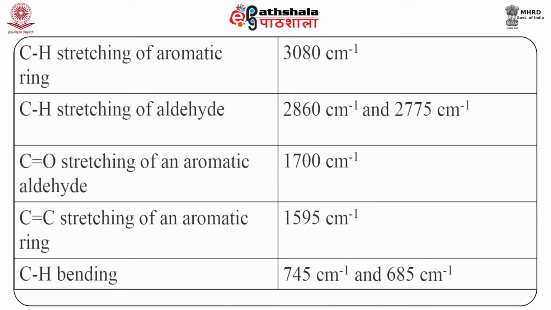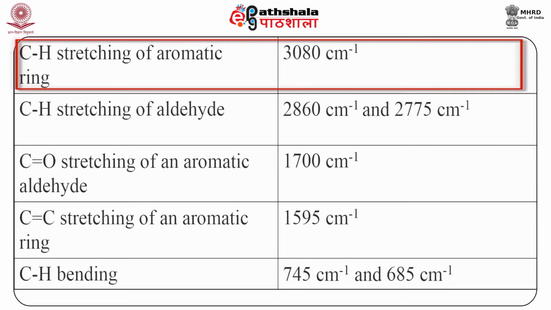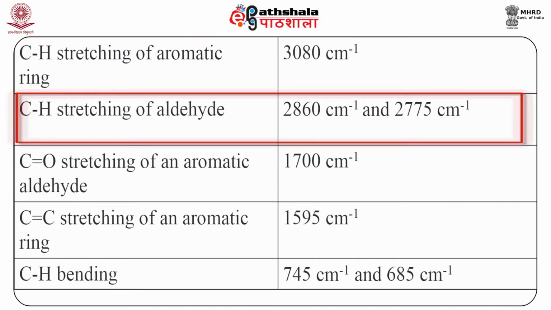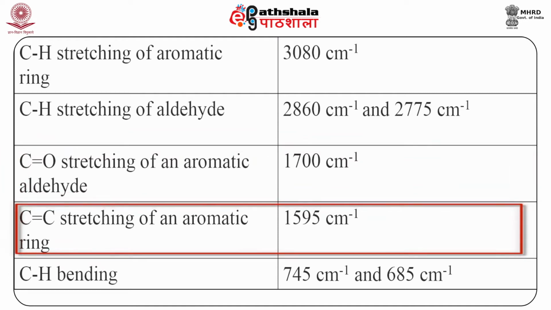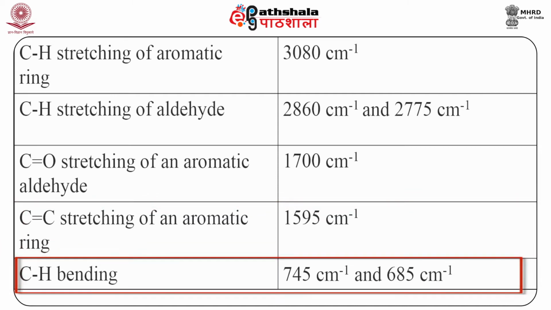For example, consider the IR spectrum of benzaldehyde, which is observed as this. CH stretching of the aromatic ring occurs at 3080 centimeter inverse. CH stretching of the aldehyde comes out at 2860 centimeter inverse and 2775 centimeter inverse. The carbonyl stretching of an aromatic aldehyde comes at around 1700 centimeter inverse. The C=C stretching in aromatic compounds occurs at around 1595 centimeter inverse. However, the CH bending in aromatic compounds comes at around 745 centimeter inverse and 685 centimeter inverse.